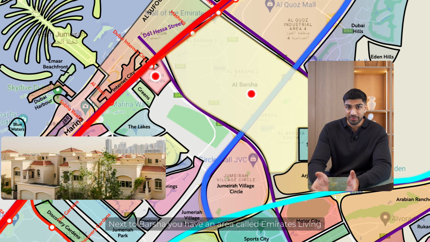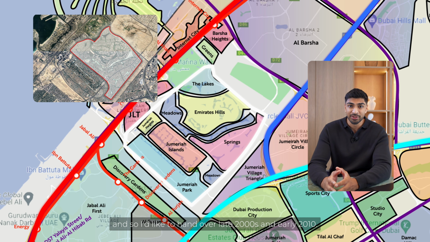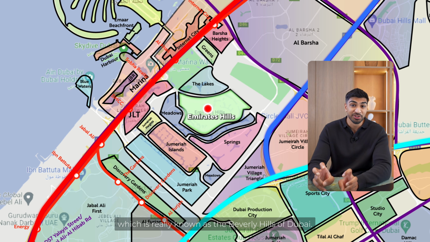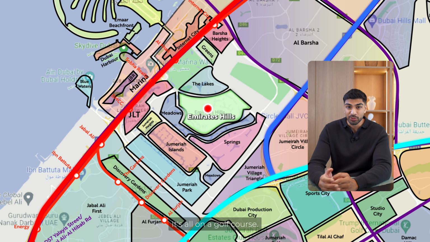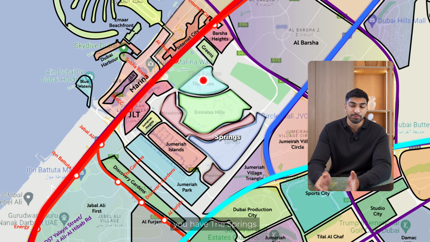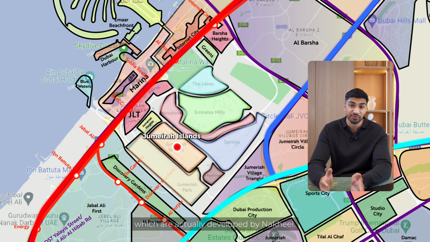Next to Barsha, you have an area called Emirates Living, which was launched in the early days of Dubai and started to hand over late 2000s and early 2010s. This is called Emirates Living, developed by Emaar. You have really nice villa and townhouse communities, such as Emirates Hills, which is really known as the Beverly Hills of Dubai. It's all on a golf course. You have meadows, you have the lakes, you have the springs, and you have other communities which sit next door to it, such as Jumeirah Park, Jumeirah Islands, which are actually developed by Nakheel.